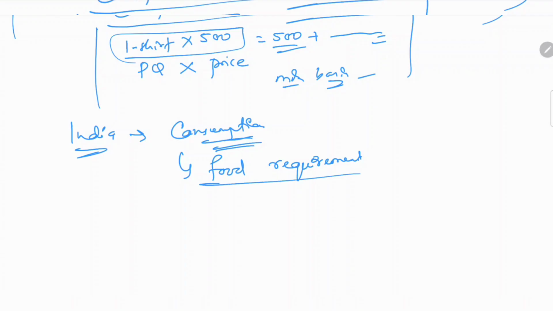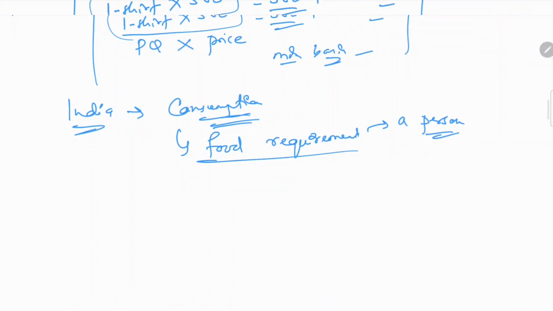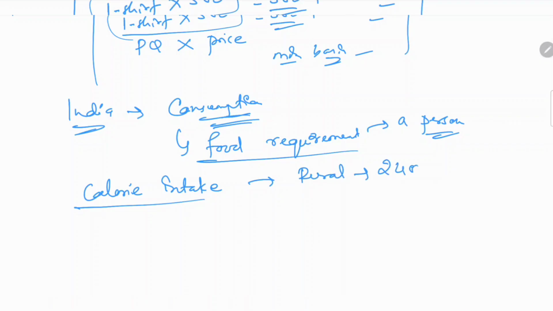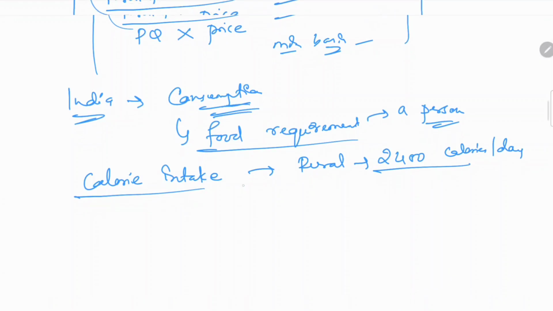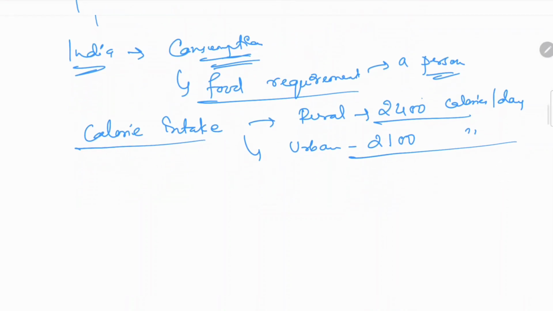The food requirement which is needed for a person is based on the calorie intake. The food we take in terms of calorie intake was classified as: for a rural person, 2400 calories per day is required. For an urban person, 2100 calories per person per day is required. See, here the rural is 2400, urban is 2100, because in rural areas they are involved in physical activities, that is why they need more calories.